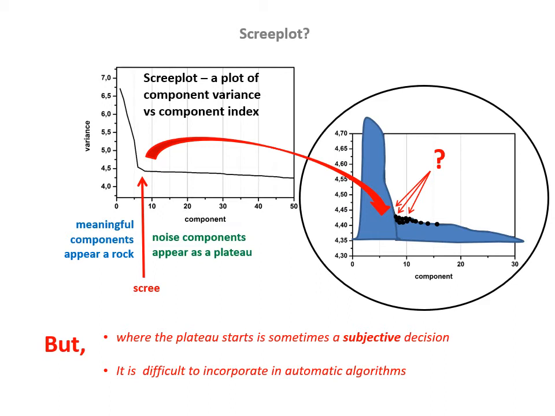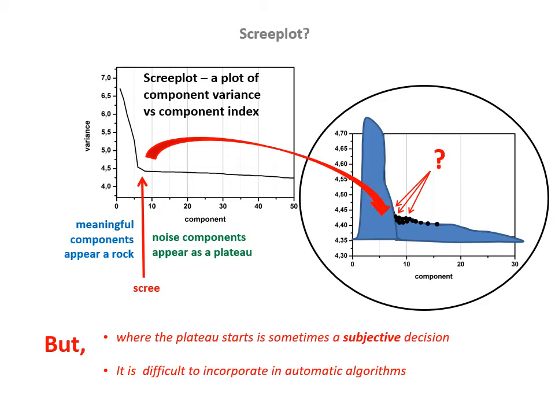You are able to visually pick up the border between meaningful and noisy components. And it works in most cases. But it's a bit subjective. It's always a decision plus or minus the number of meaningful components.